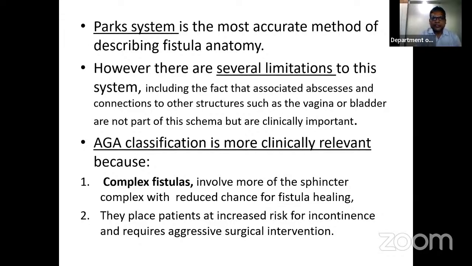While the American Gastroenterological Association classification is more clinically relevant because it considers the complex fistula, which involves more of the sphincter complex with a reduced chance of fistula healing. They place the patient at increased risk for incontinence and require aggressive surgical interventions.